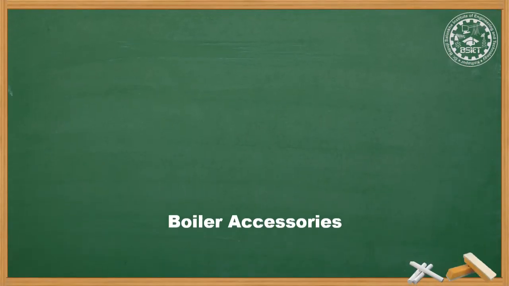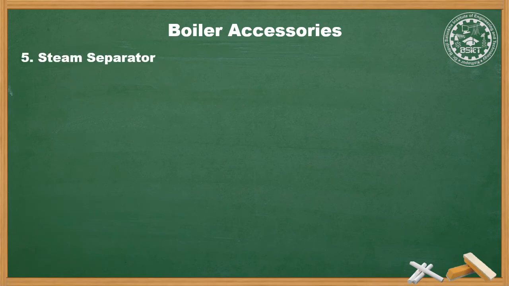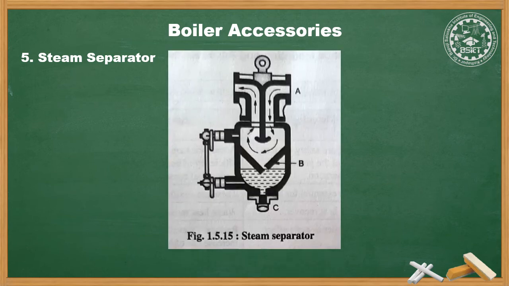The fifth boiler accessory is the steam separator, also known as a steam dryer. As the name implies, the function of a steam separator is to remove the water particles from the steam. The figure below shows the steam separator. The steam enters from one side and exits from the other side. This is used to remove the water moisture or water particles from the steam.